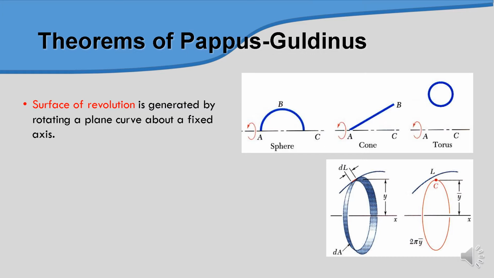A surface of revolution is generated by rotating a plane curve about a fixed axis. In this diagram, we have a curve, a line, and also a circle, which will produce a surface of revolution about the x-axis. In this case, AC is the x-axis. The curve will produce a sphere, the straight line AB will produce a cone, and finally the circle will produce a torus.